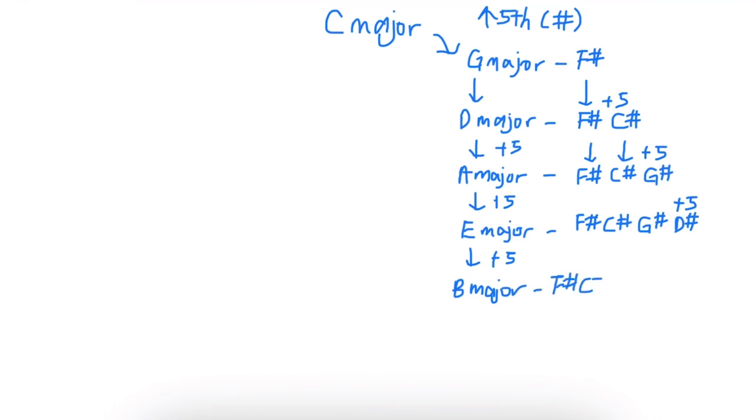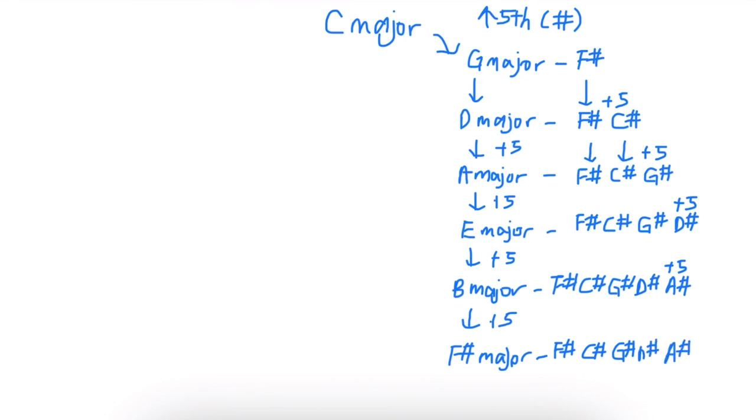Again, the sharps are copied, F sharp, C sharp, G sharp, D sharp, and D goes up a fifth is A, that's our 5th sharp. B goes up a fifth is F, but we say it's F sharp because of the key signature. So we have the same sharps, F sharp, C sharp, G sharp, D sharp, A sharp, and we add another fifth, so that's E sharp. That's all for the sharp keys.